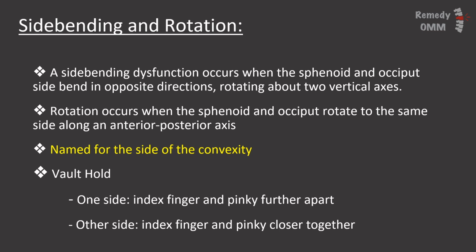Next, we move on to side bending and rotation. Side bending occurs when the sphenoid and the occiput rotate in opposite directions about two parallel vertical axes. Rotation occurs when the sphenoid and occiput rotate along an anterior to posterior axis towards the same side. This dysfunction is named for the more anterior wing of the sphenoid.